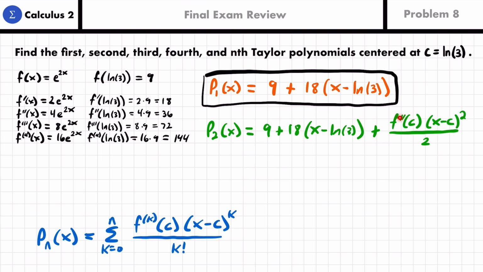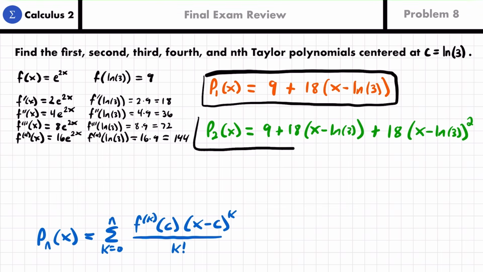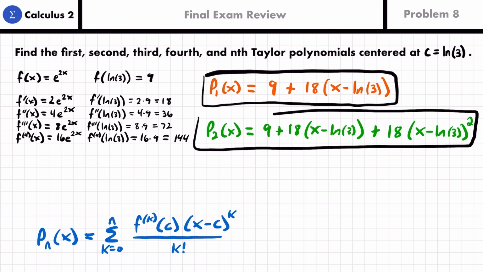And then f double prime of c is f double prime of the natural log of 3, which is 36. So I will erase this, and we'll have 36 times x minus c squared. So that c will be the natural log of 3, and 36 divided by 2 is 18. So what we get here is 18 times x minus the natural log of 3 squared. That's all we needed to add on. That will complete the second Taylor polynomial for this problem.